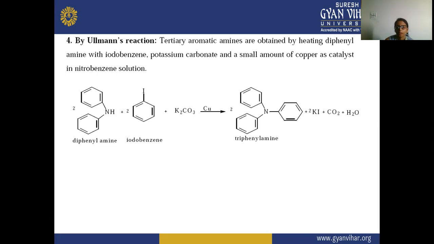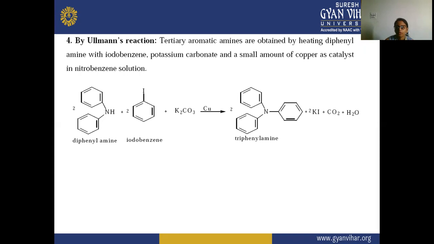So diphenylamine plus iodobenzene plus K2CO3, that is potassium carbonate, in the presence of copper, gives triphenylamine, plus potassium iodide, plus CO2, carbon dioxide gas that is evolved, plus a water molecule. So this is the fourth reaction of the tertiary amine, from where the tertiary amines are formed.